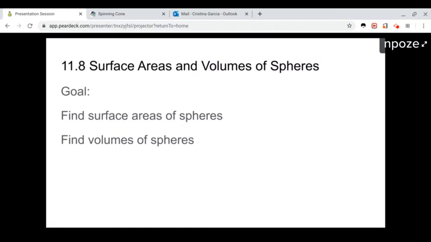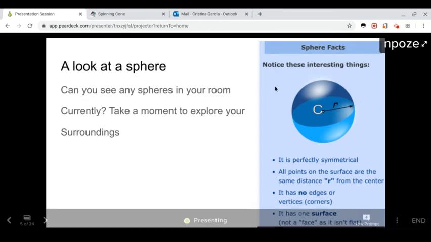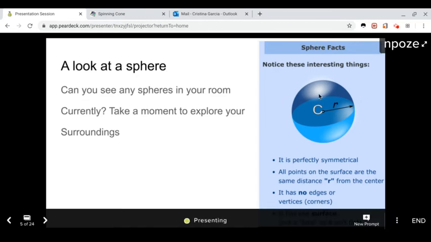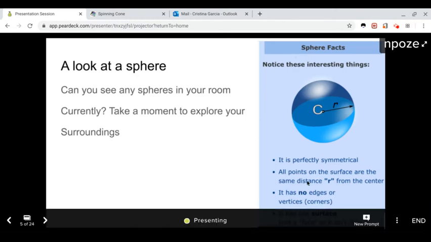So we're going to go ahead and move on to 11.8, surface areas and volumes of spheres. And our goal is to find the surface area of spheres and find the volumes of spheres. So here we're going to go ahead and take a look at a sphere, and then can you see any spheres in your room currently? Take a moment to explore your surroundings. I think so. The sphere is the most common one that we see in our daily lives.